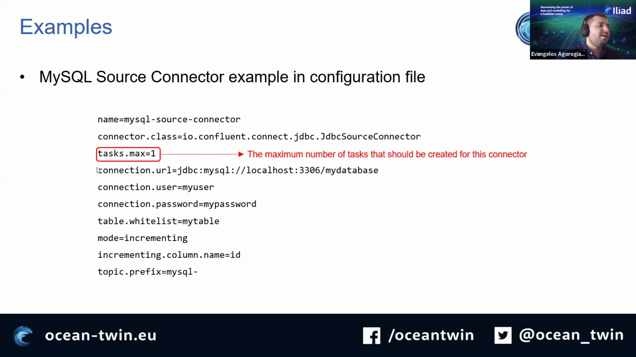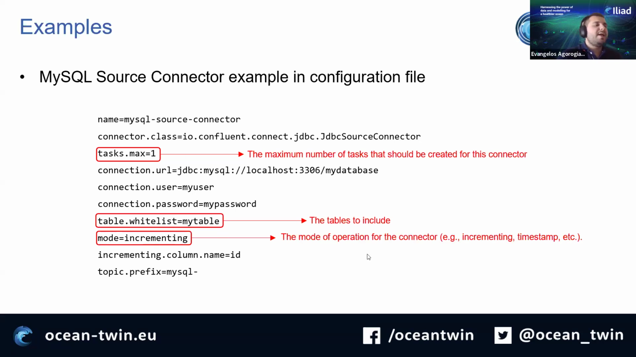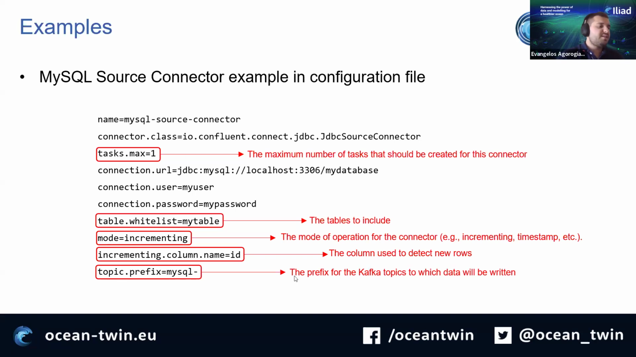We have, of course, the connection details in order to communicate with the database. This table.whitelist defines which tables will be included. The mode is the operation of the connector regarding the timestamp, the incrementing, etc. The column name here defines, when we're detecting new rows, how the messages will be published. And the topic prefix is the prefix that is added to the Kafka topics to which the data will be published.